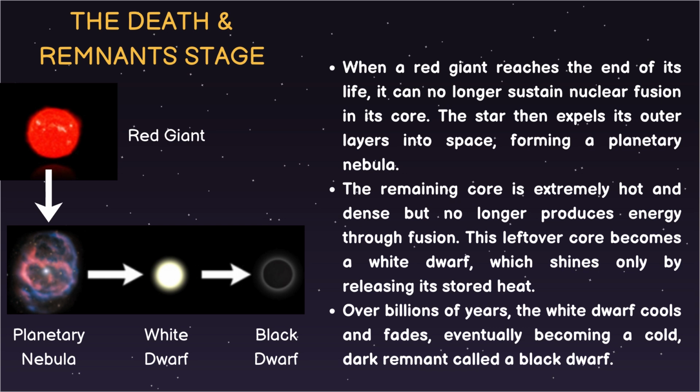When a red giant reaches the end of its life, it can no longer sustain nuclear fusion in its core. The star then expels its outer layers into space, forming a planetary nebula. The remaining core is extremely hot and dense but no longer produces energy through fusion. This leftover core becomes a white dwarf, which shines only by releasing its stored heat. Over billions of years, the white dwarf cools and fades, eventually becoming a cold, dark remnant called the black dwarf.